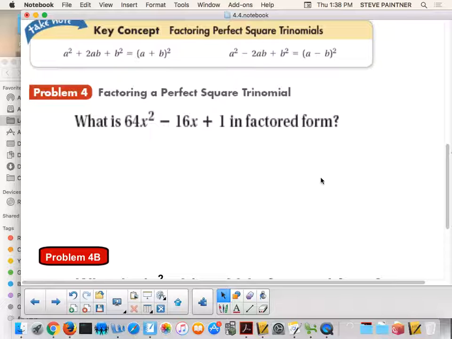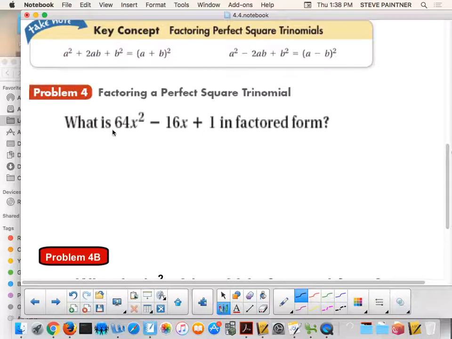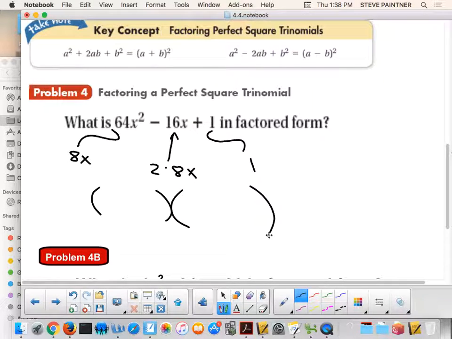Is this your best friend? Check it out. Is this perfect? Yeah, it is. 8x times 8x. Is this perfect? 1 times 1. How do you know if it's a perfect square trinomial? Check it out. 1 times 8x is 8x. Double it, 16x. Aha. It's your best friend. You can factor it in no time. It's the same binomial twice in a row.